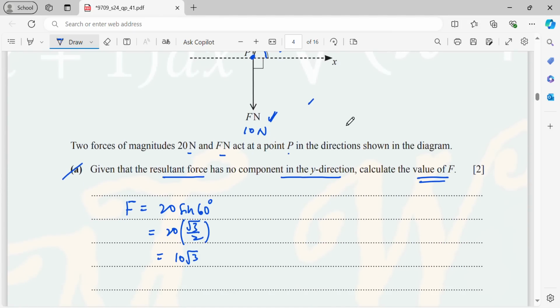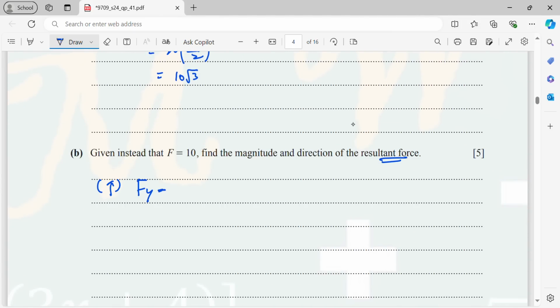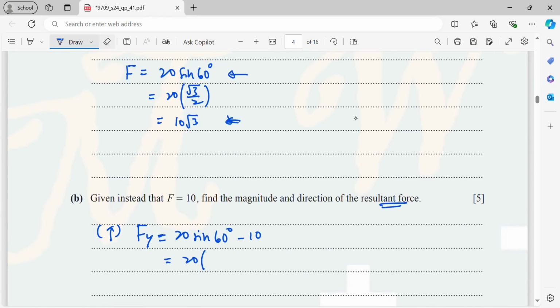So Fy equals 20 sine 60 degrees minus 10. Now sine 60 is square root 3 over 2. You can just copy from here: 20 sine 60 is actually 10 square root 3. So here I will directly write 10 square root 3, then minus 10. This is my upward force.